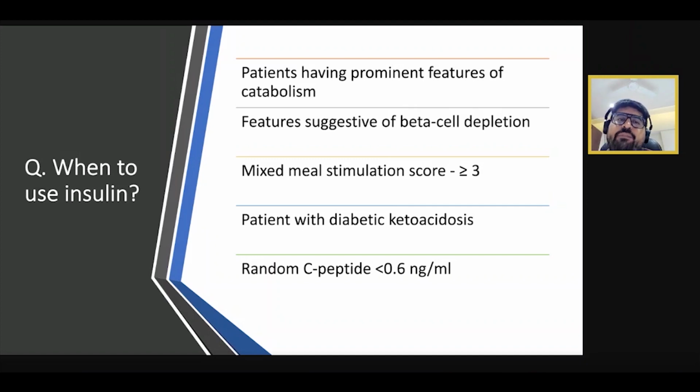Right? More importantly, it is important to understand when to use insulin. So when you have patients with prominent catabolic features, when you have beta cell depletion features, when mixed meal stimulation score is more than 5, definitely more than or equal to 3, consider a patient with diabetic ketoacidosis and a patient with random C-peptide less than 0.6 nanogram per ml. You definitely need to give this patient insulin.